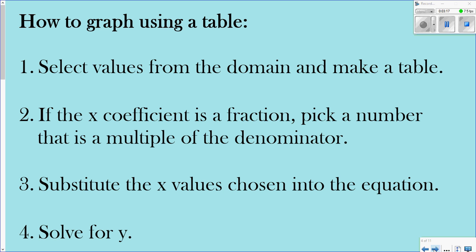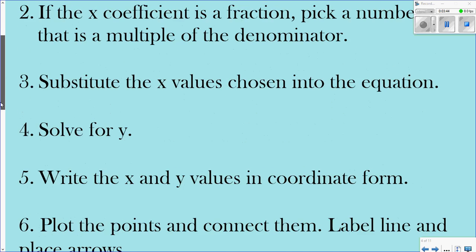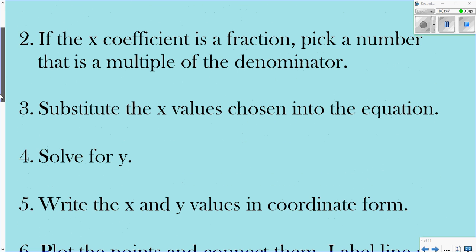If the x coefficient is a fraction, then pick a number that is a multiple of the denominator. So let's say if you have 4 over 3 x plus 5 equals whatever, you would choose your x as multiples of 3 because your denominator is 3, so you would choose like 3, 6, 9, any multiples of 3. Just so that way you can get rid of the fraction and then find your y. The next step, substitute the x values chosen in the equation, then solve for y.